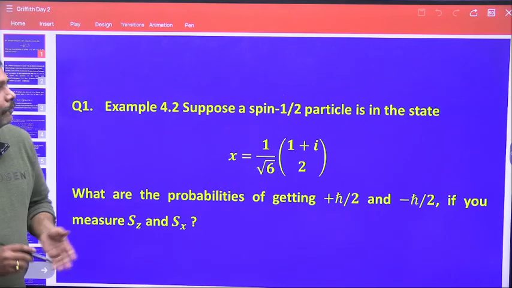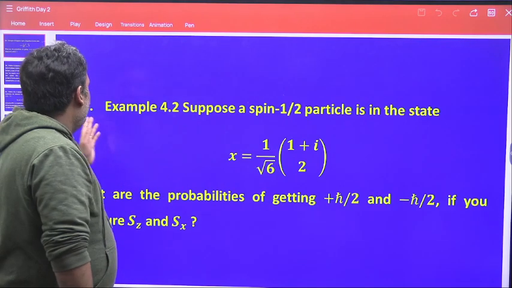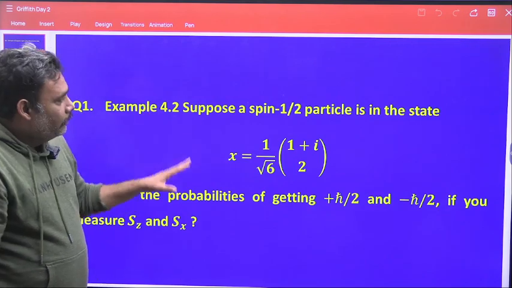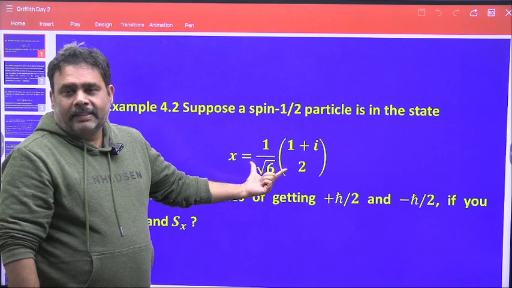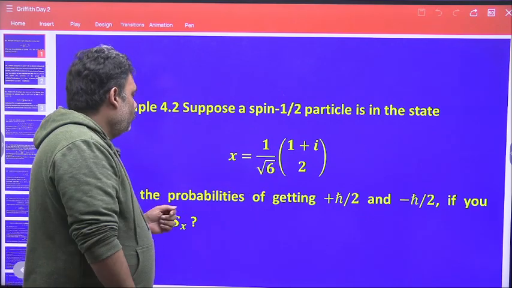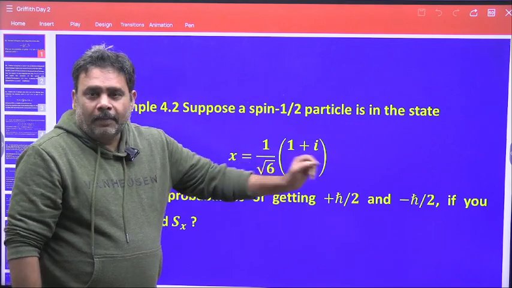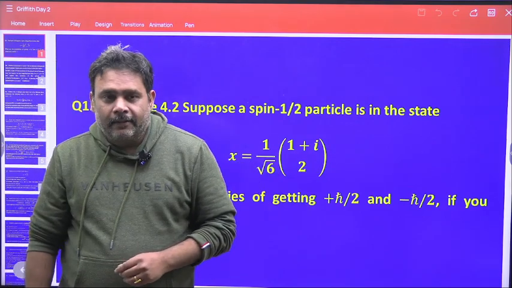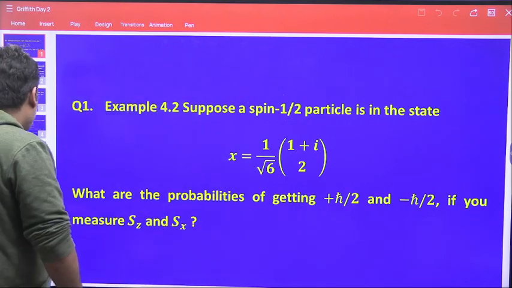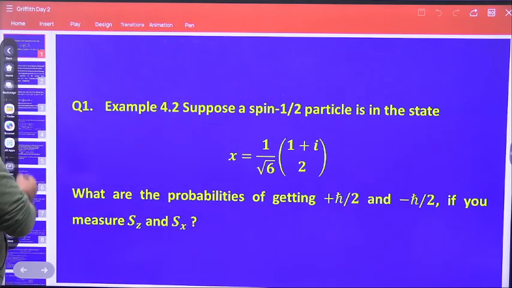So in this problem, what is given? This is problem number 4.2 from Griffiths, right? The spin state is given, and what you have to do is find the probability for ħ/2 and -ħ/2. Agreed? So you have to just easily solve this one. It is a very simple question, not very tough.